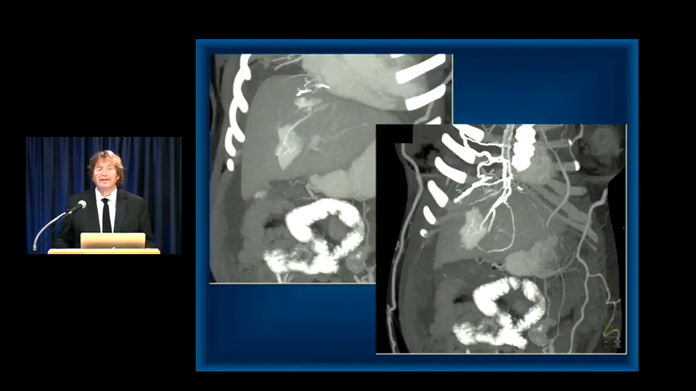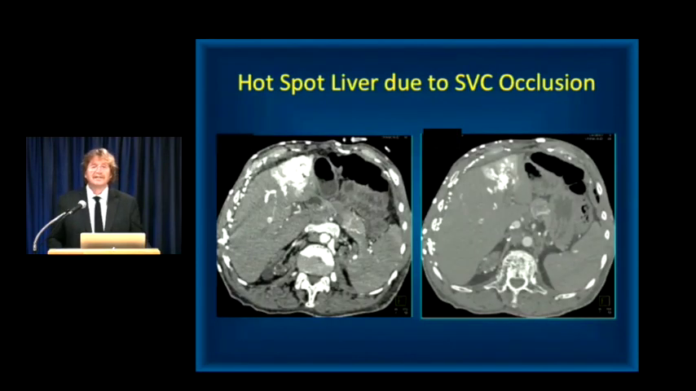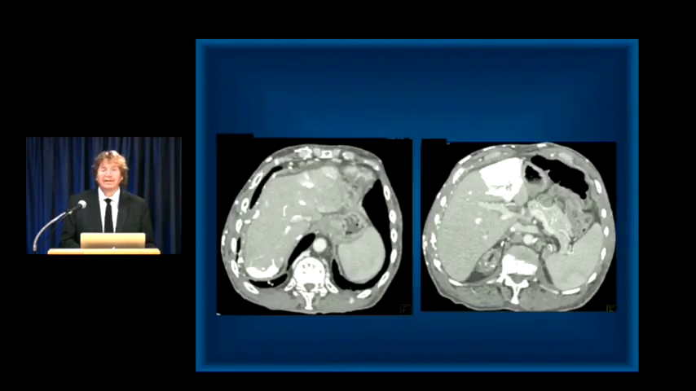The other thing that's good about this, if you see that hot spot and you only scan the abdomen, you have to suggest the patient has SVC occlusion from whatever cause, be it benign or malignant. But that's how it looks. Another example, SVC occlusion. Not only do you see the hot spot in the liver, which is very large, but you also see collaterals in the chest and abdominal wall. Indeed, very, very impressive. You see this patient has end-stage renal disease.